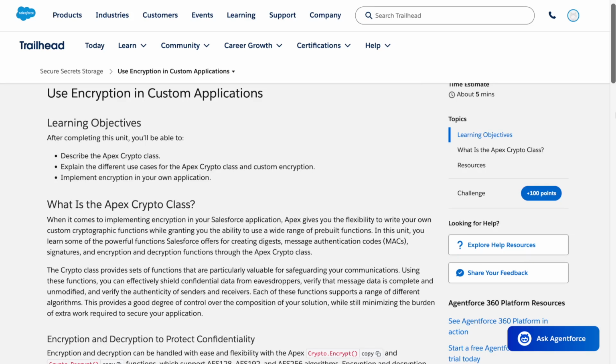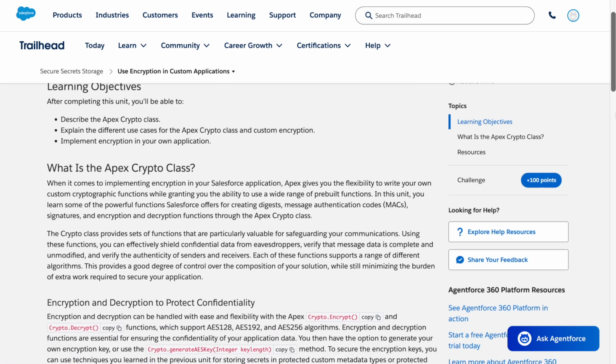Use encryption in custom applications. Learning objectives. After completing this unit, you'll be able to describe the Apex crypto class, explain the different use cases for the Apex crypto class and custom encryption, and implement encryption in your own application.